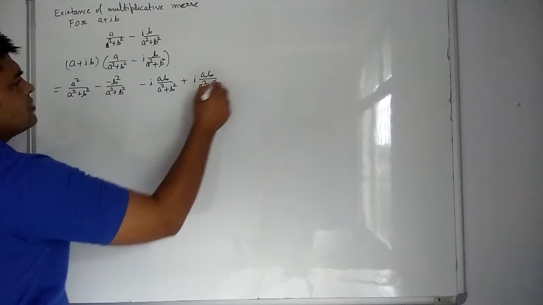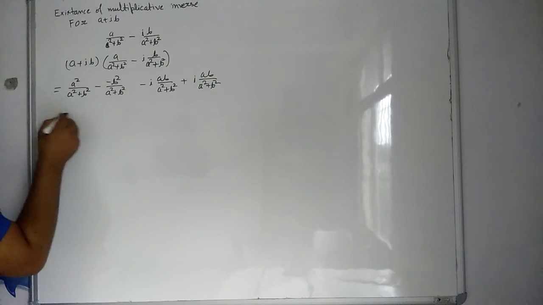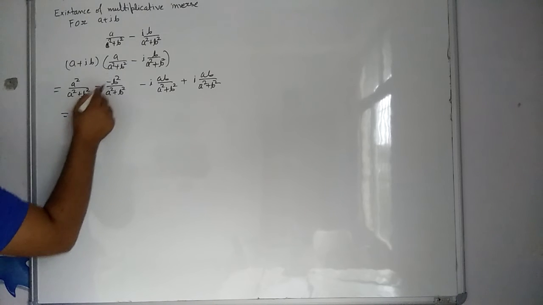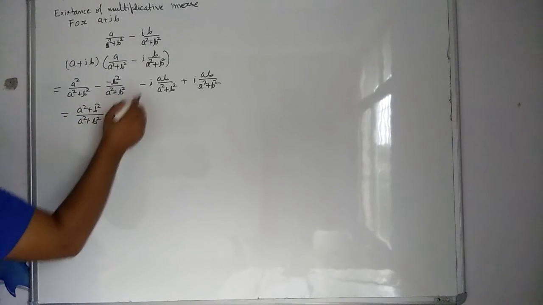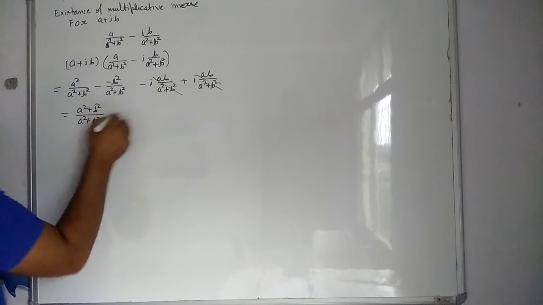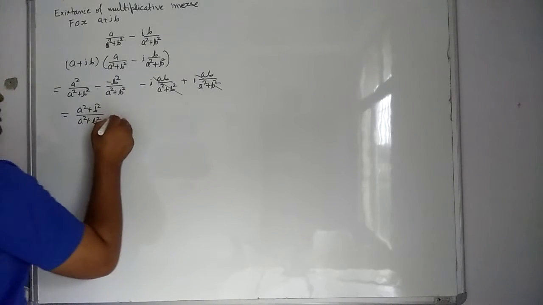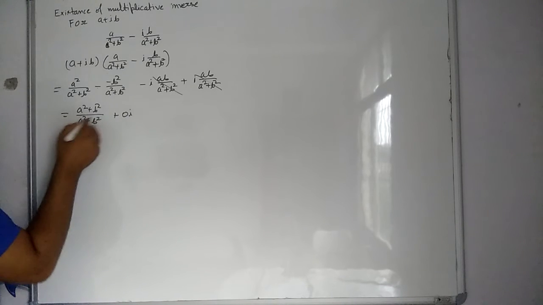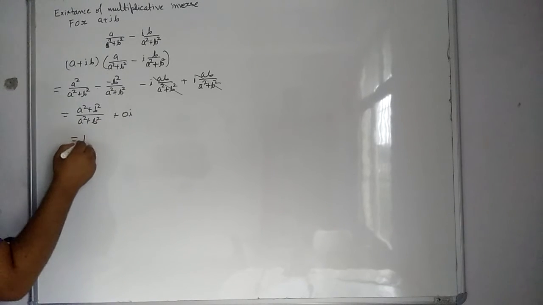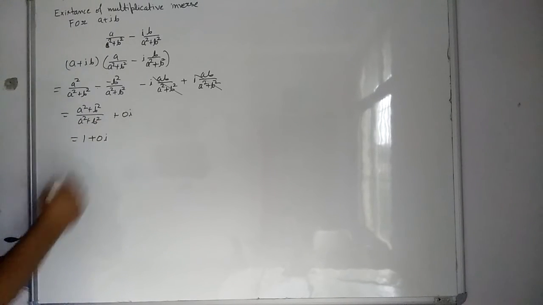So what we are going to get is a square plus b square upon a square plus b square, and this term gets cancelled. So after subtraction we get 0 iota, and after division I am going to get 1 plus 0 iota.